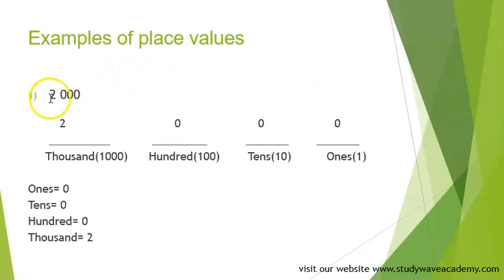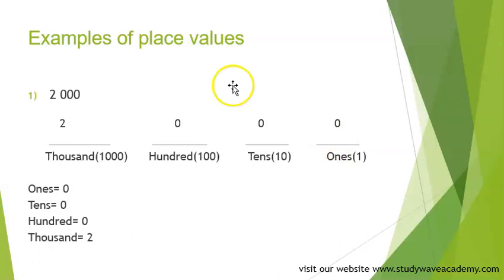Here we have 2,000. Remember, thousands have 3 zeros or 3 numbers after the first one. So in the ones we have 0, in the tens we have 0, in the hundreds we have 0, and in the thousand we have 2. 2 represents thousand, 0 represents hundred, 0 represents tens, and 0 represents ones.